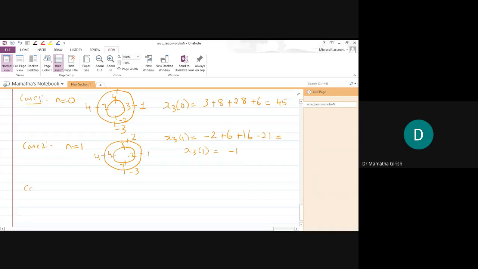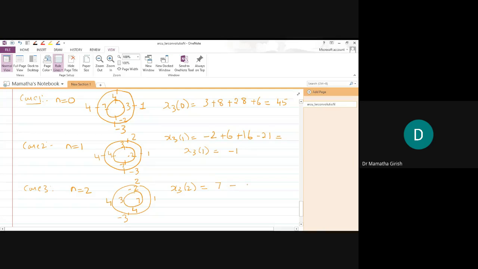Next. Now case 3. Case 3 is what? When the value of n is 2. The outer sequence is as it is, 1, 2, 4 and minus 3. The inner sequence again shifts by 1 unit towards the right hand side, in the positive direction. This was minus 2, right? So minus 2 comes here, 3 comes here, 4 comes here, 7 comes here. So therefore, x3 of 2 would be equal to what?